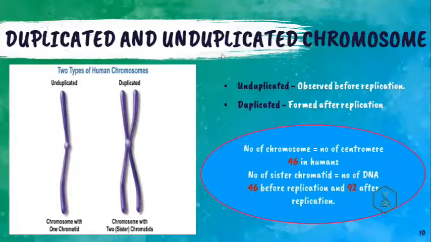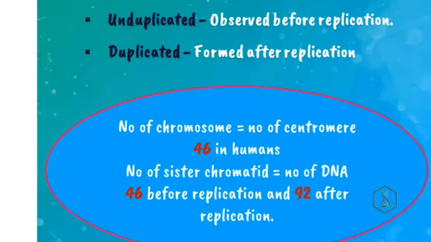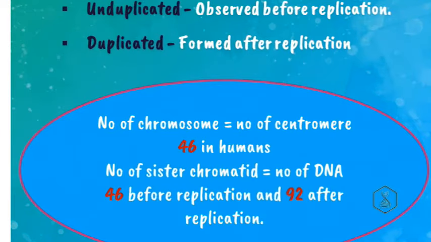The number of chromosomes can be calculated by counting the number of centromeres. For example, in humans there are 46 chromosomes. These are calculated by counting the number of centromeres. And the number of DNA molecules can be calculated by counting the number of sister chromatids inside a cell. In humans, there are 46 DNA molecules before replication and 92 after replication. This can be calculated by counting the number of sister chromatids inside the cell.